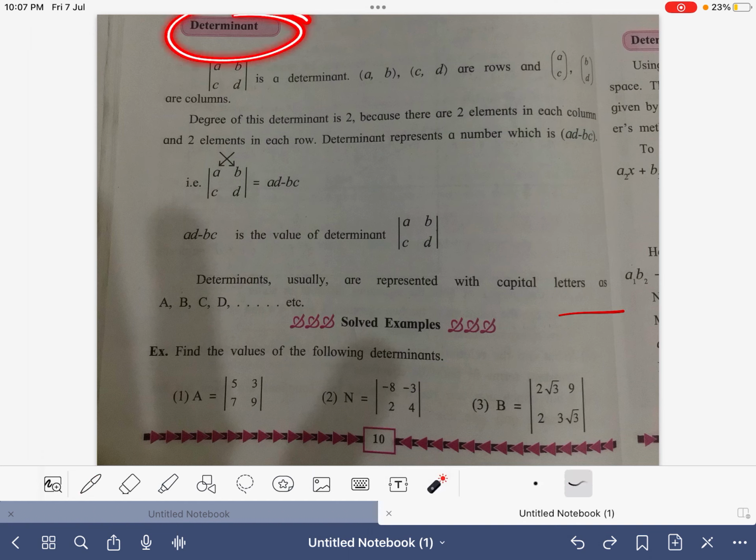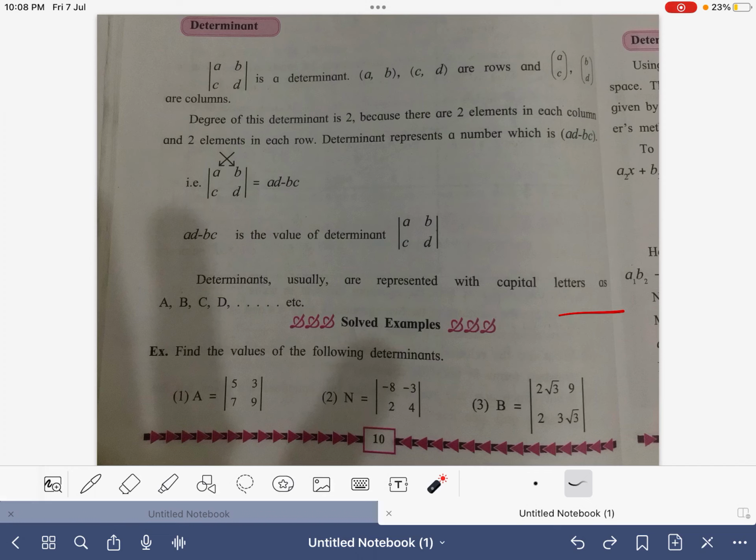See, we have to talk about a determinant. If the numbers are given in this format, with two vertical lines, and in between these two vertical lines they give us numbers, that we call a determinant. In this case, take an example, this is the determinant. There are a, b, c, d. These are the symbols that we consider for the determinant.